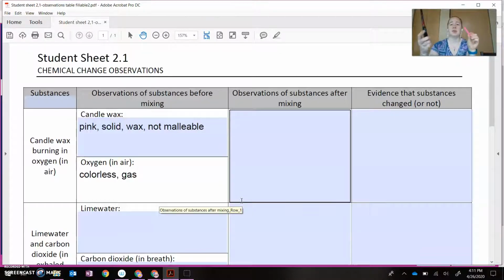Then we observe the actual process. So we add a little bit of energy to make this reaction start, okay? Because the candle won't just randomly burst into flame. We have to add some energy first to make it happen.